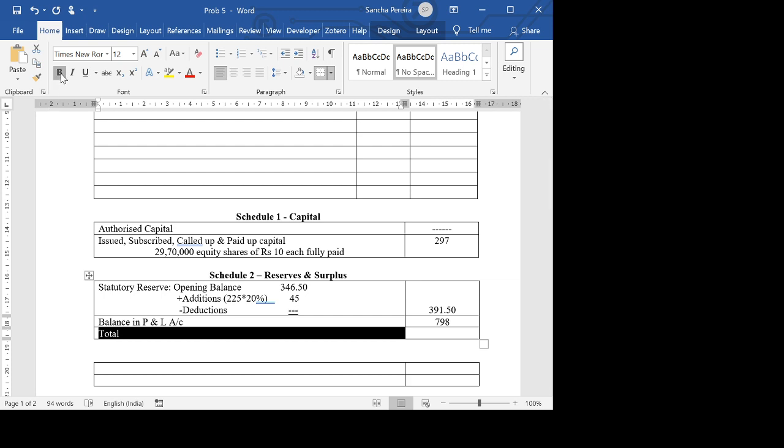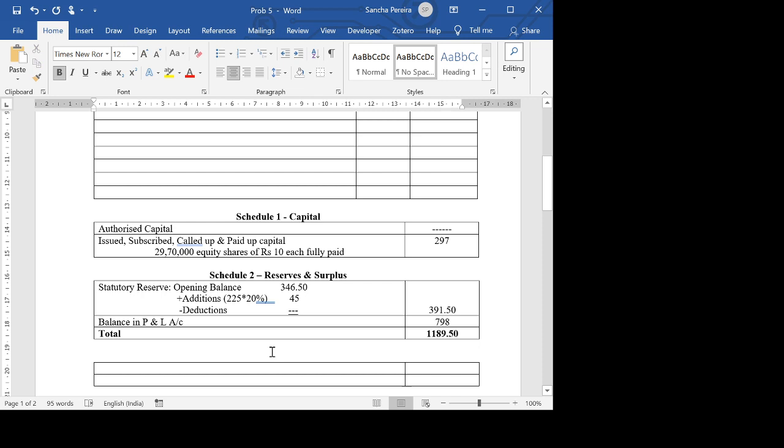The total of this schedule is 1189.5. So this is the total. So this is how schedule 2 is done. Any questions?